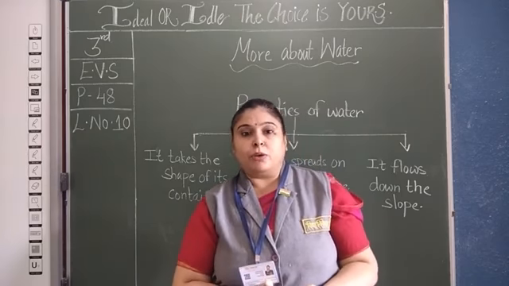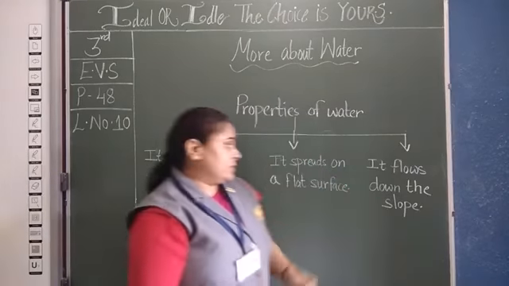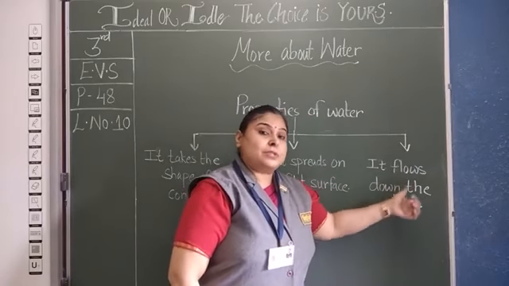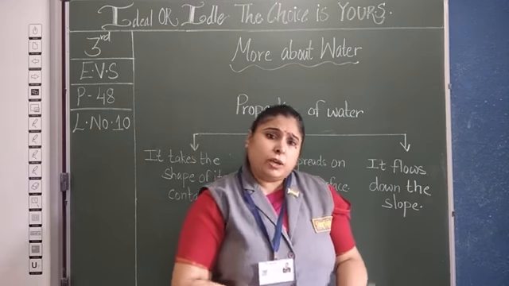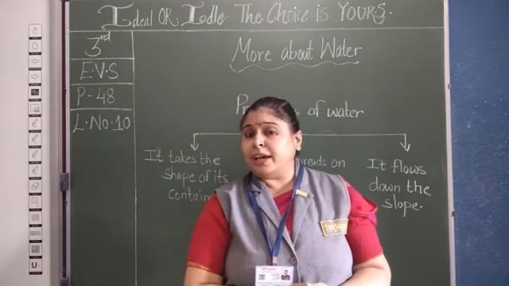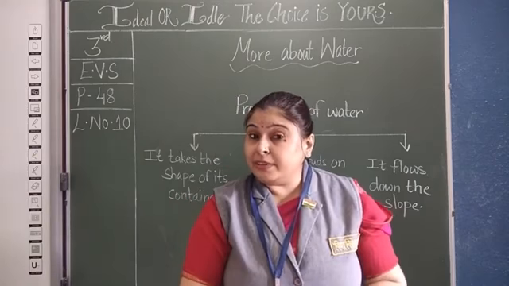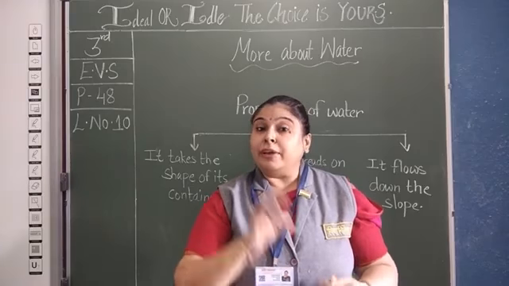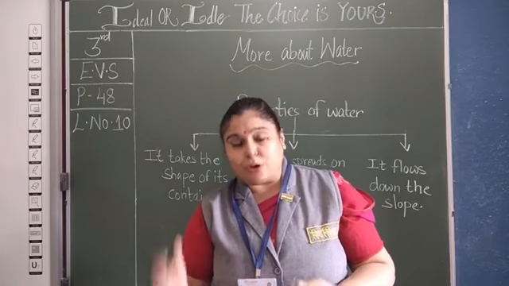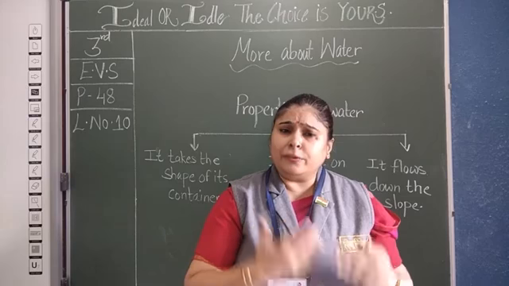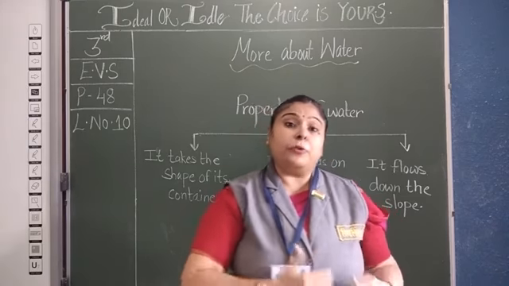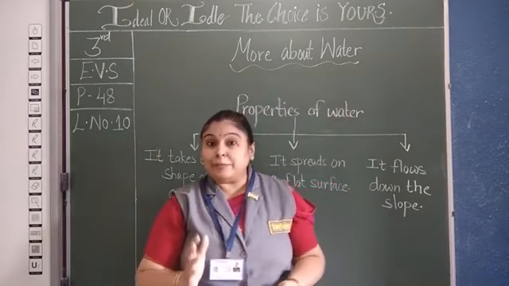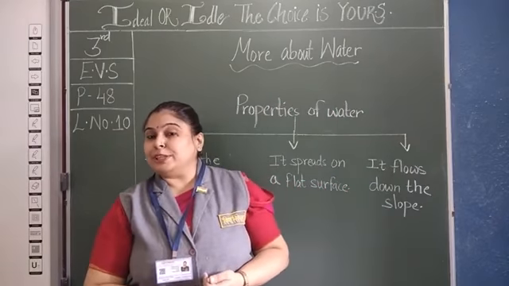Today we are going to learn about one more property of water, which is that it flows down the slope. Why? Because, in the same way, water does not have any fixed shape, but what does it have? Yes, it has fixed volume. I have shown you that. Whether we take half a glass of water or half a liter or any quantity, if we pour it into a different container, what happened? The quantity remained the same, but the shape of the water changed.